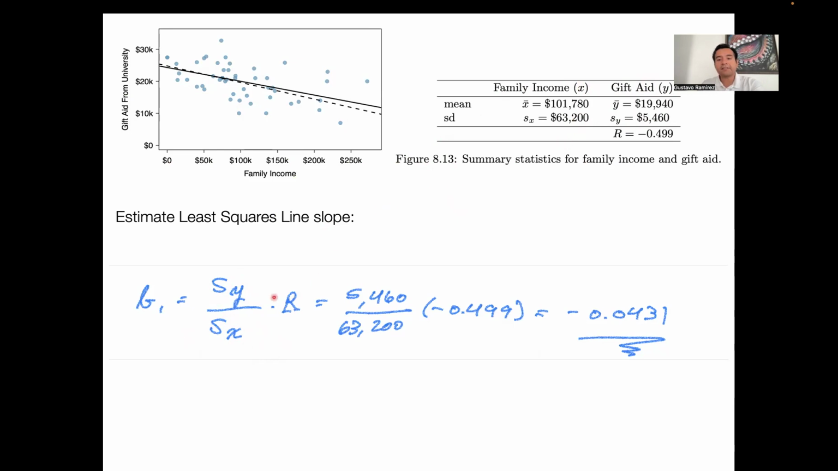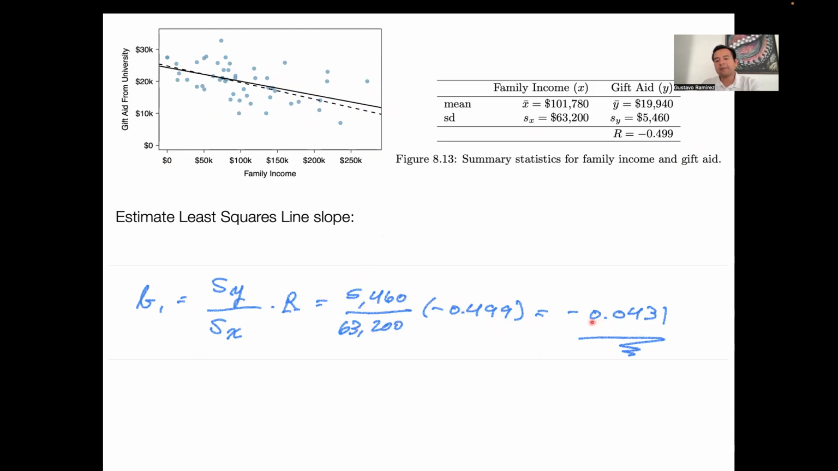Lastly, we need to multiply that by R, and R is already given to us here. R is negative 0.499. So again, not a perfectly linear relationship, right? We see that there's a lot of variation, there's high residuals here. But it is a negative slope, that's for sure, and it's not at zero, at least. So you just bring R in and multiply it times whatever you get from this division.